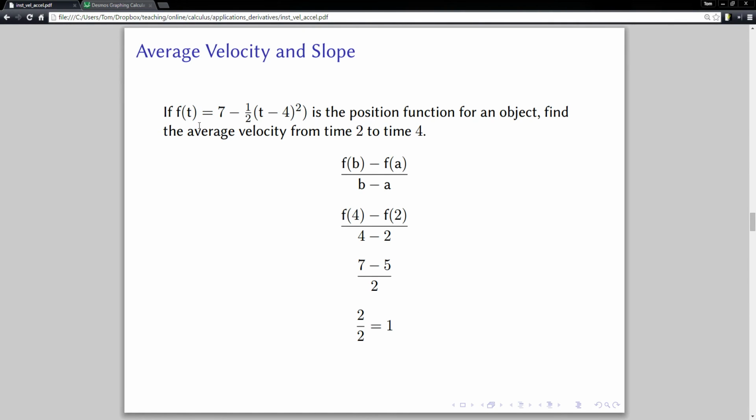So it turns out, if you look at this formula right here, this is really nothing more than the slope formula from college algebra applied to this function. If I have 2 points and I want the slope of the line joining those 2 points, it's change in y over change in x. The slope formula is exactly this.